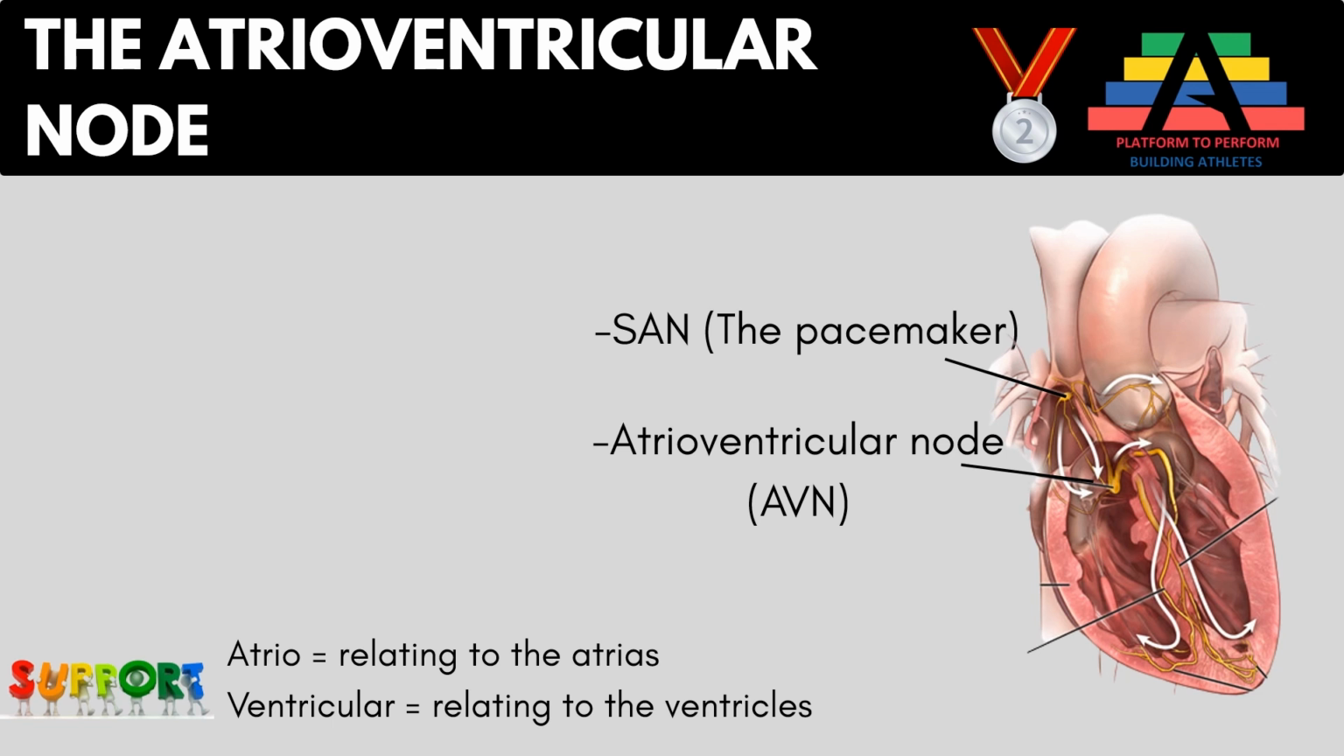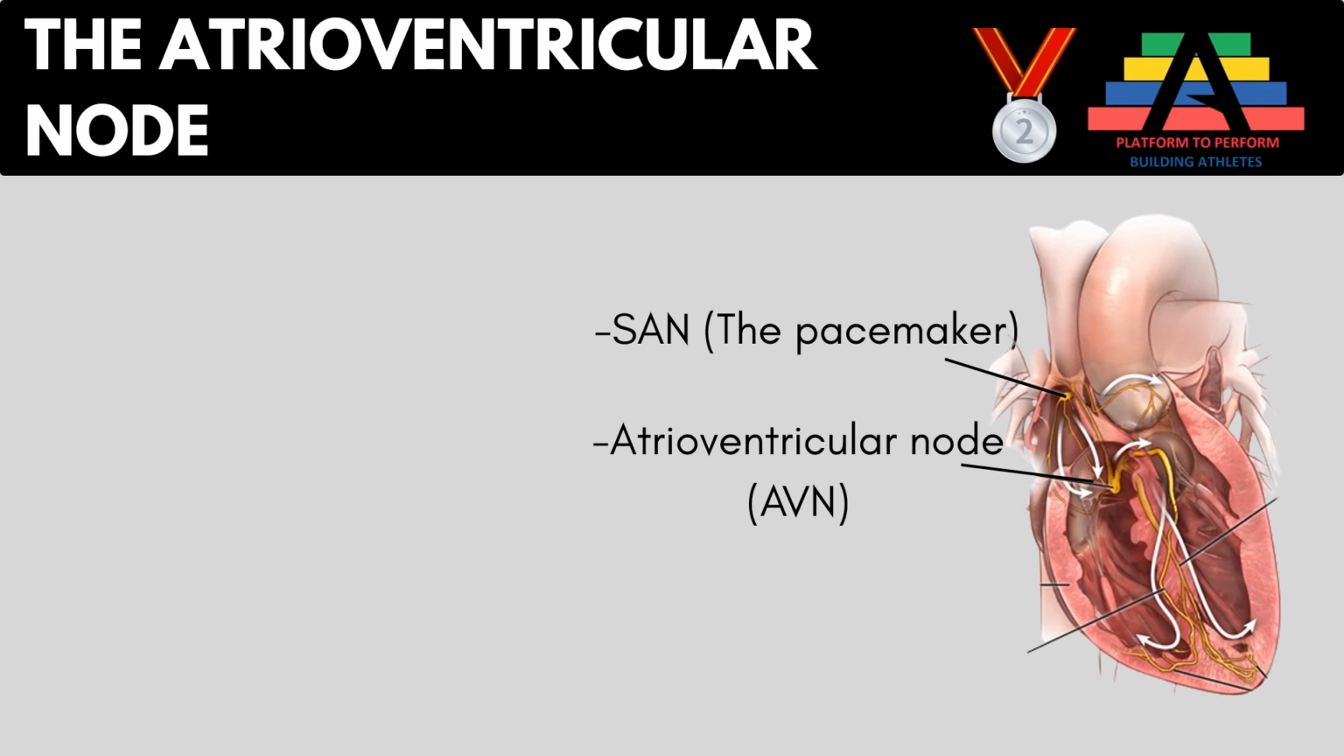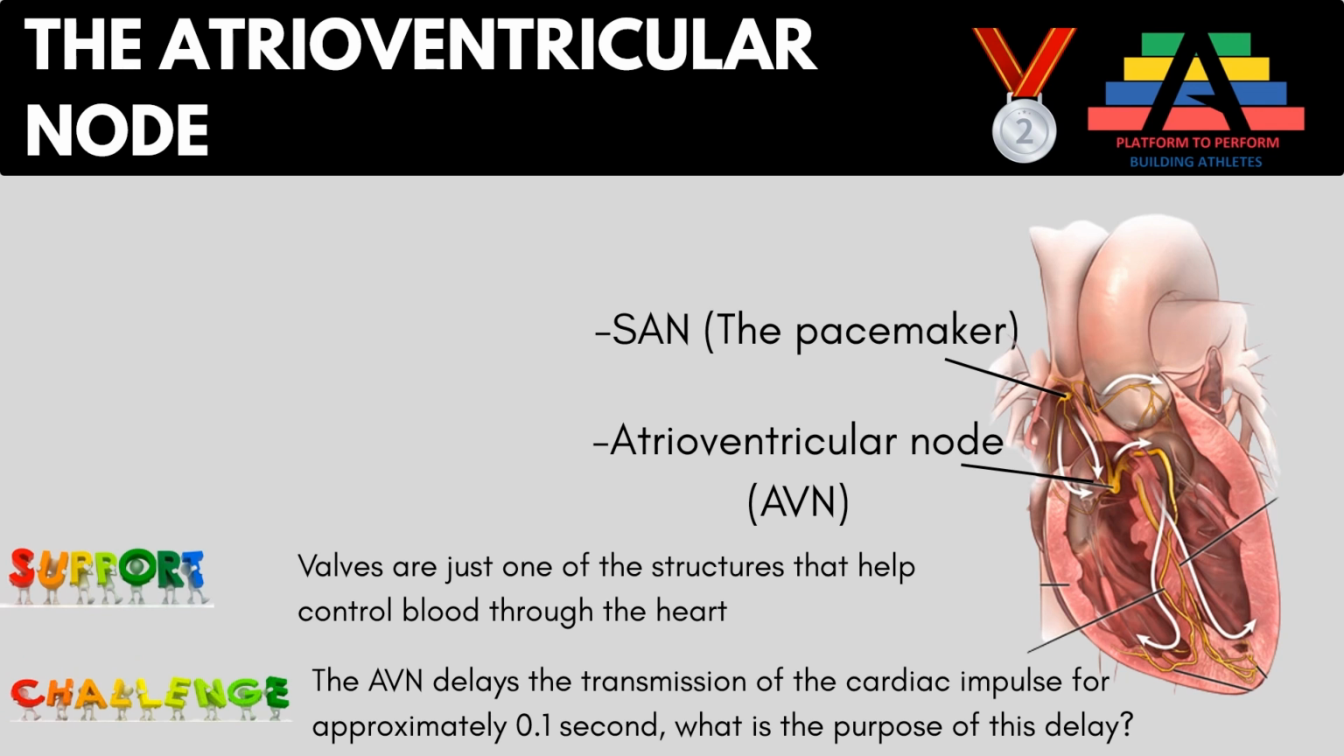So if we know what the words mean, it kind of gives us a hint to what the atrioventricular node does. And the next part of the heart we're going to talk about is located in the septum of the heart. Remember, when we did the passage of blood lesson, we learned that the septum separates the heart. So the next thing in the heart that we're going to learn about is the bundle of His.